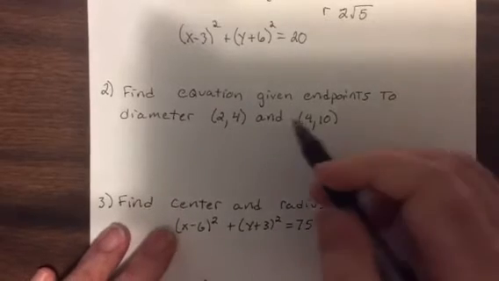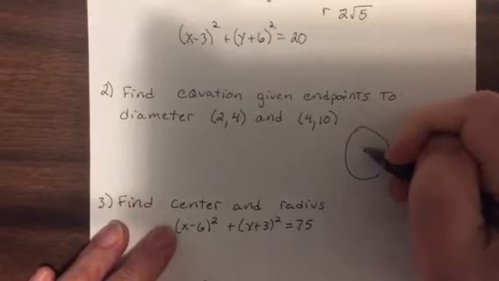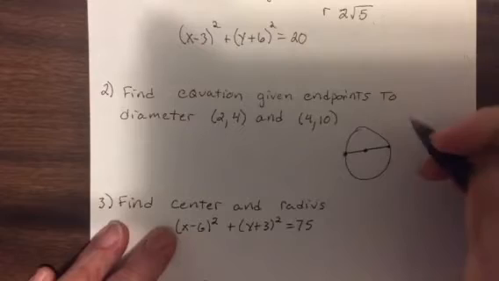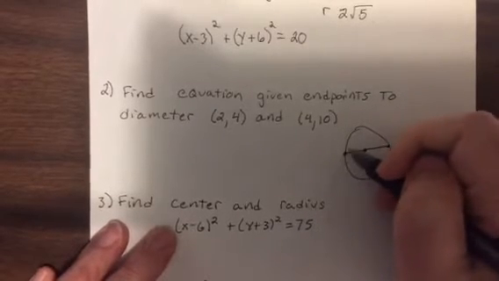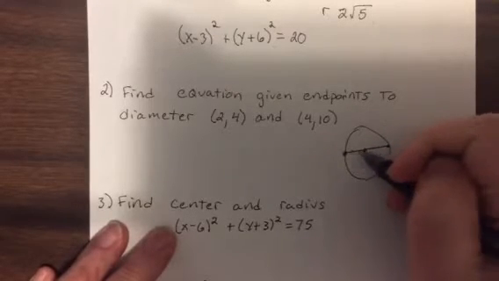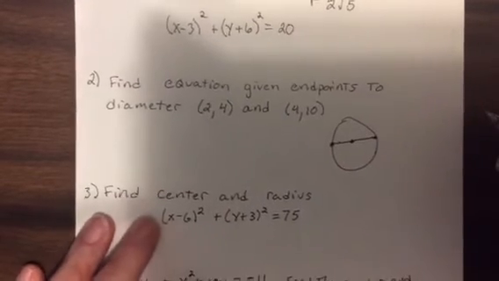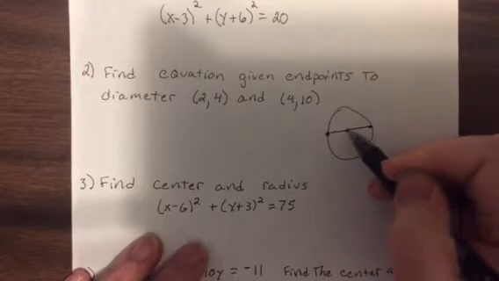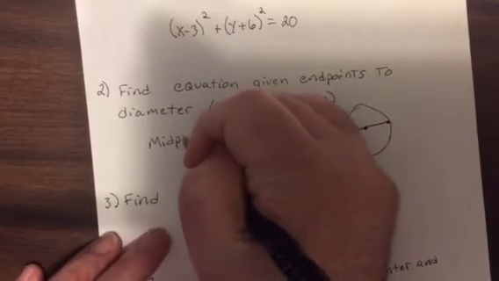So, find equation given endpoints. Well, a circle has a center, and if you have a segment that goes from one side of the circle to the other, that's called a diameter. The endpoints of the diameter would be on the circle. So the center has to be directly between the two, or the midpoint has to be the center. Because this is the same distance as this, because the center has to be right in the middle of the circle. So the midpoint would be the center.